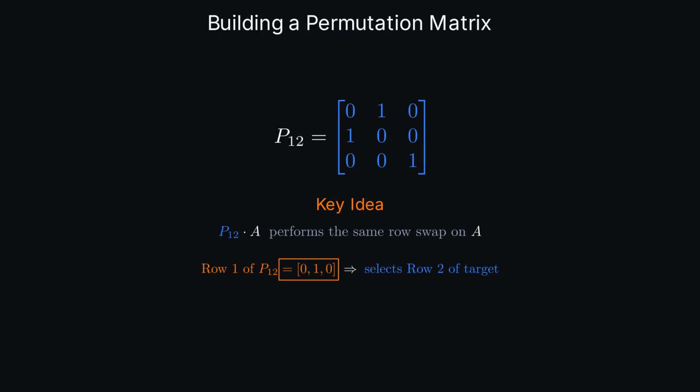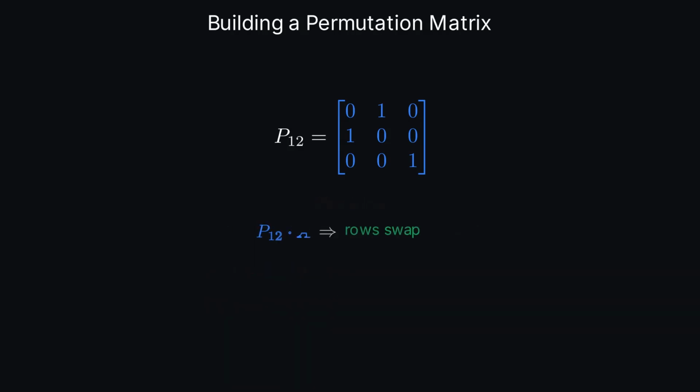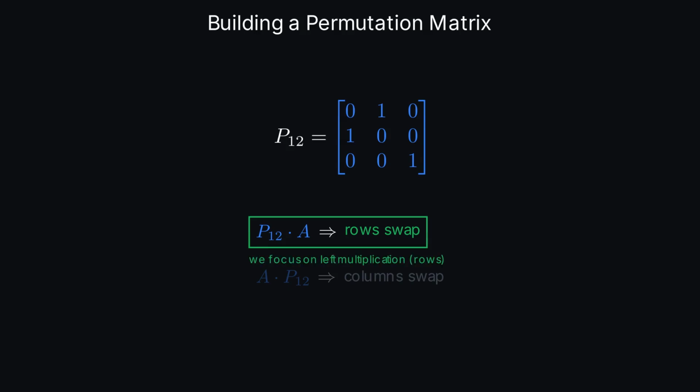Why? Look at the 0, 1, 0 pattern in row 1 of P12. When you multiply, that pattern selects row 2 of the target matrix. The 1, 0, 0 pattern in row 2 of P12 selects row 1 of the target. So left multiplication exchanges rows. For completeness, right multiplication by P12 would exchange columns instead, but we focus on rows here.